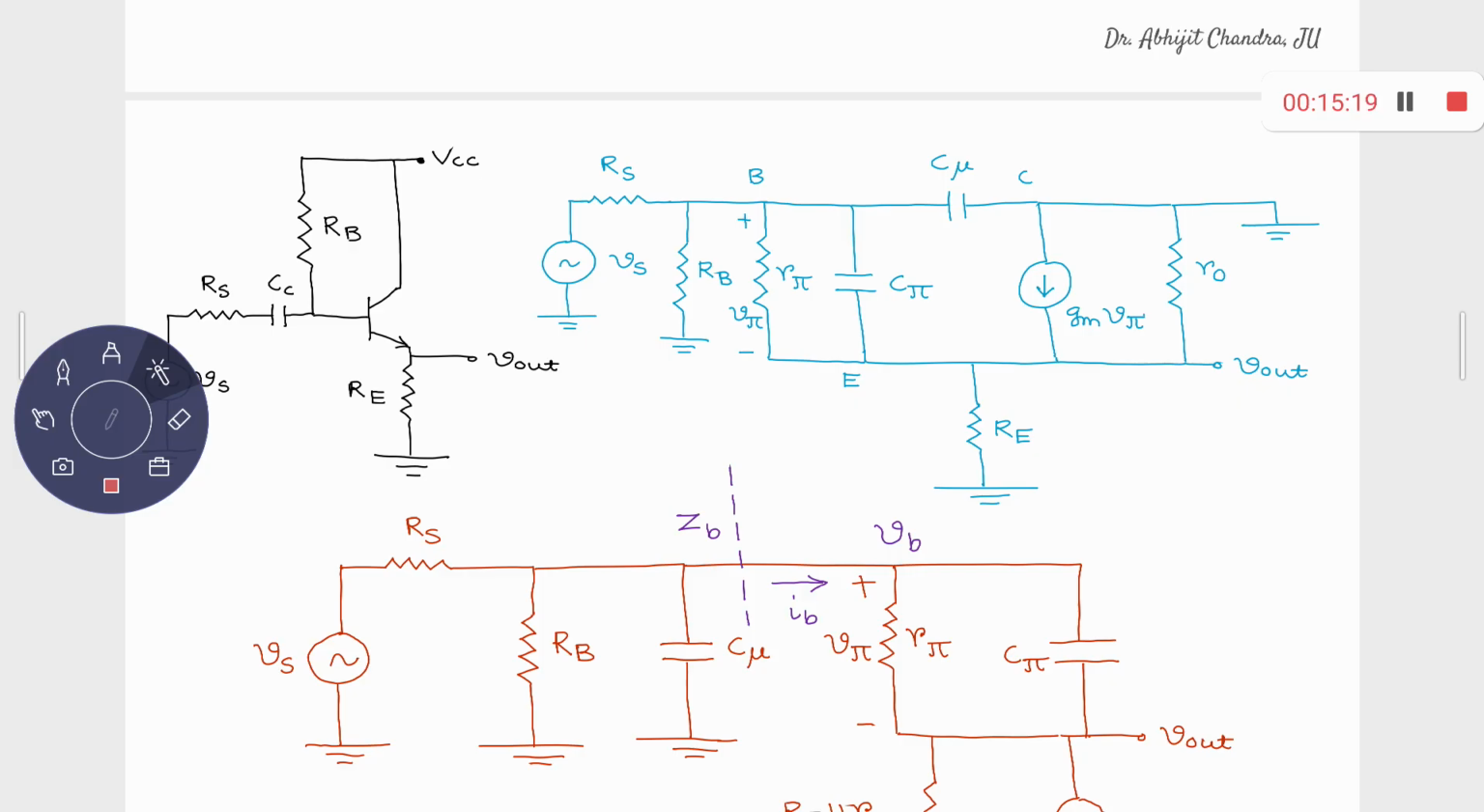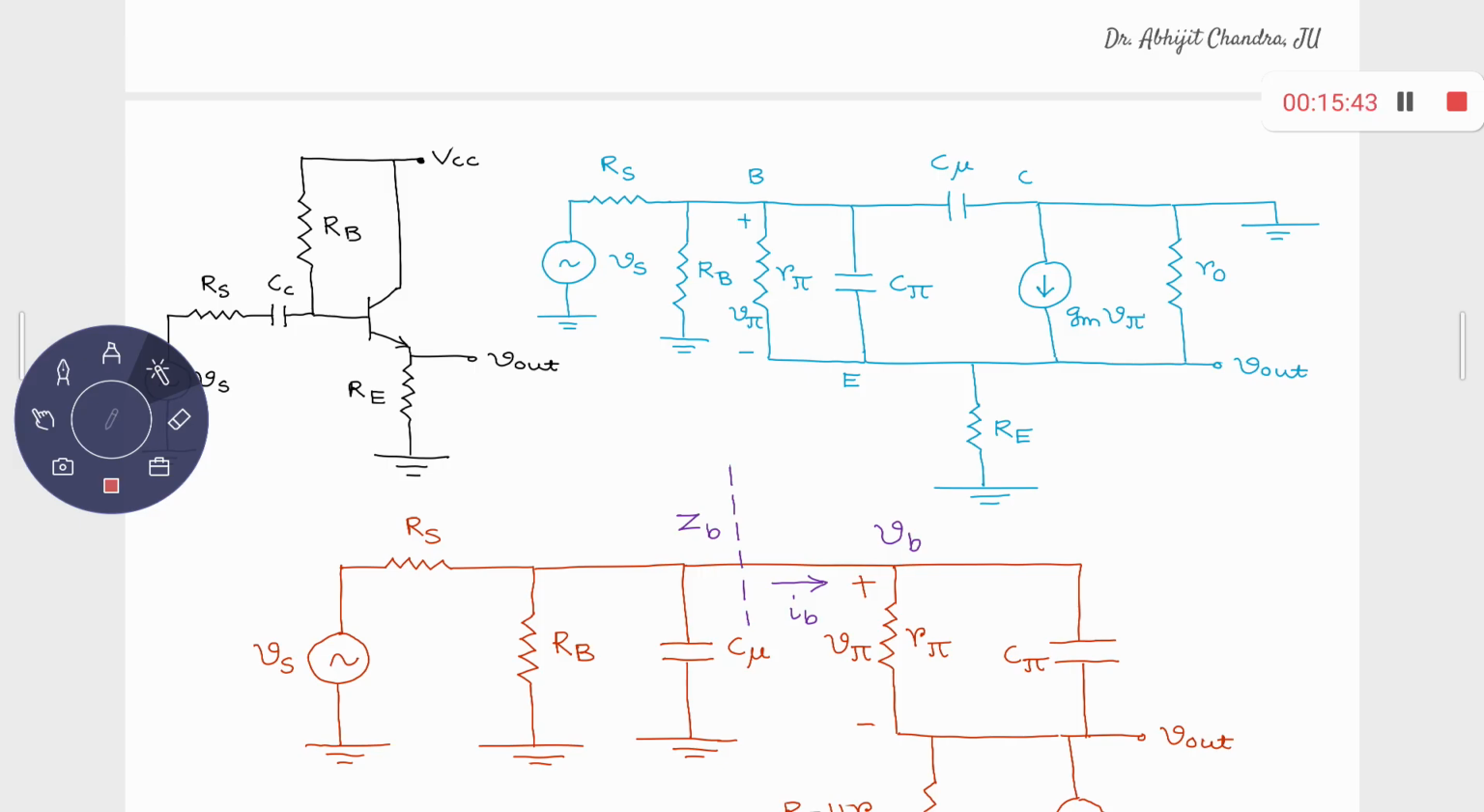For common emitter, you have seen that the element was C mu, which is making a bridge between your input and output, between the base and the collector. And here, base is the input and the emitter is the output, and between the base and the emitter you have this R pi, C pi. They will experience the Miller effect, right?